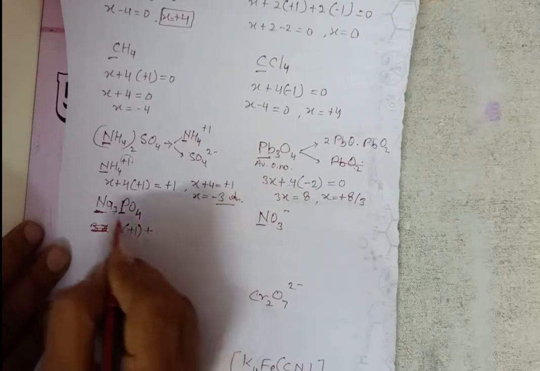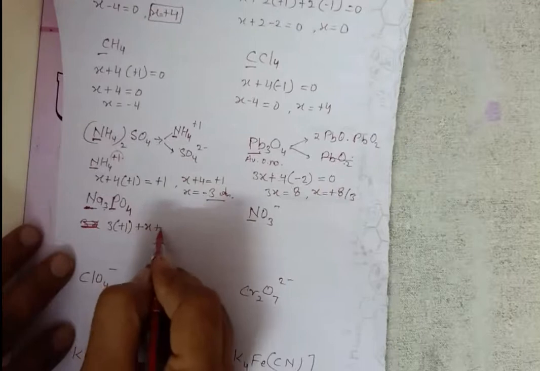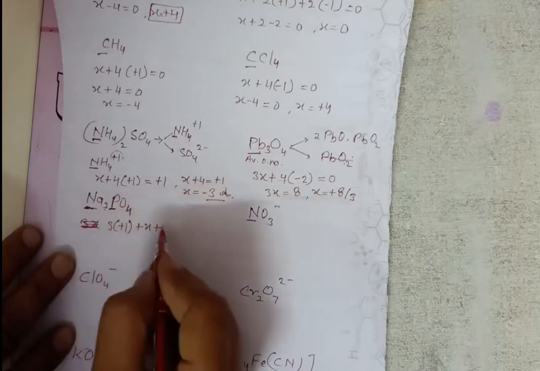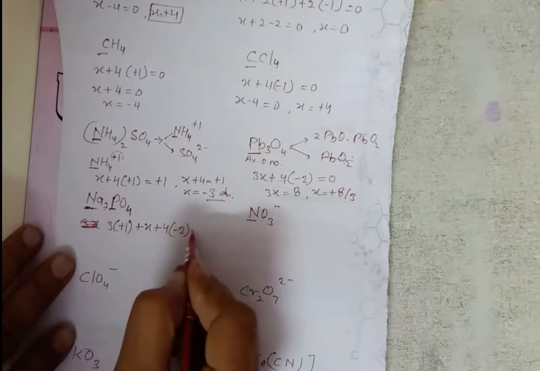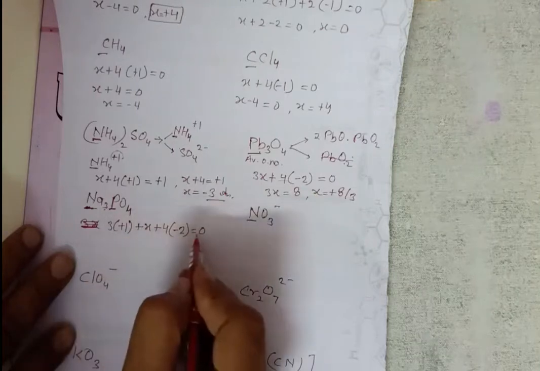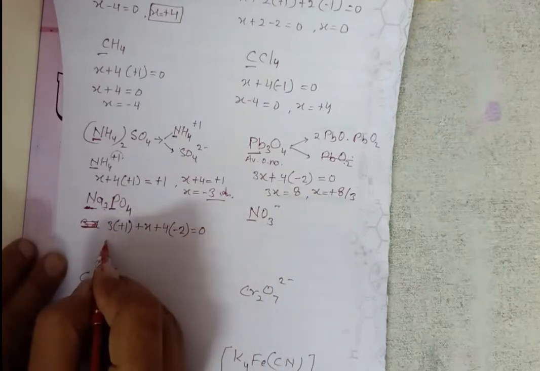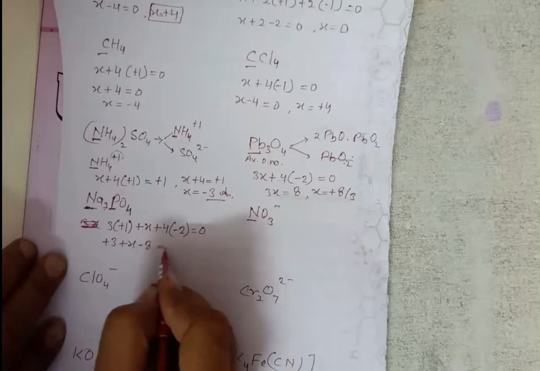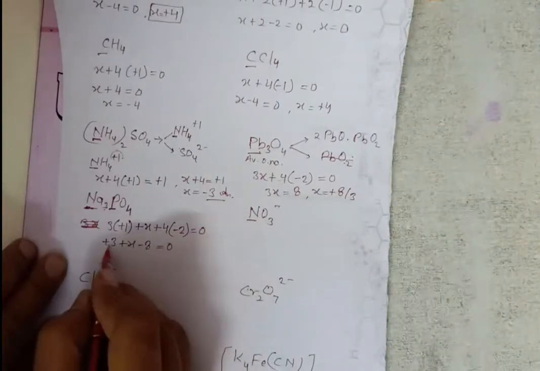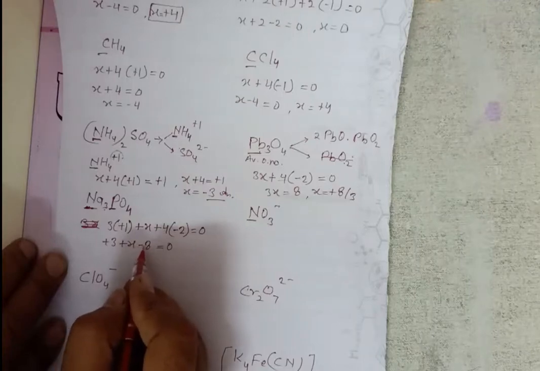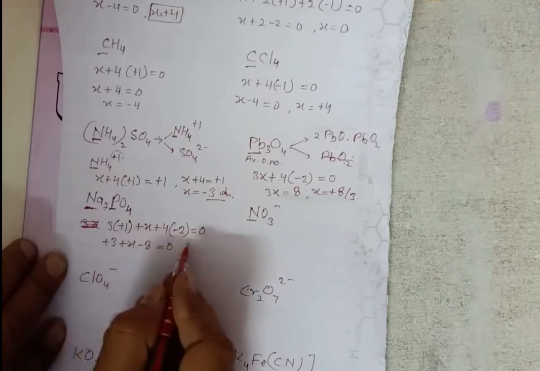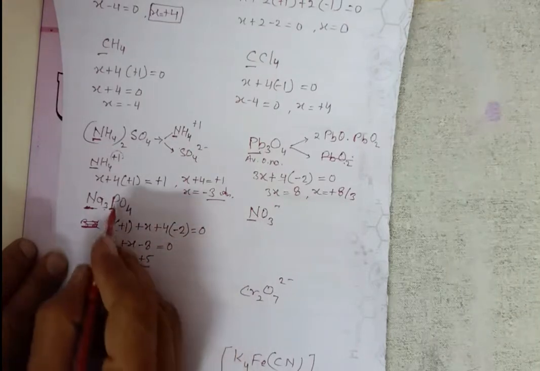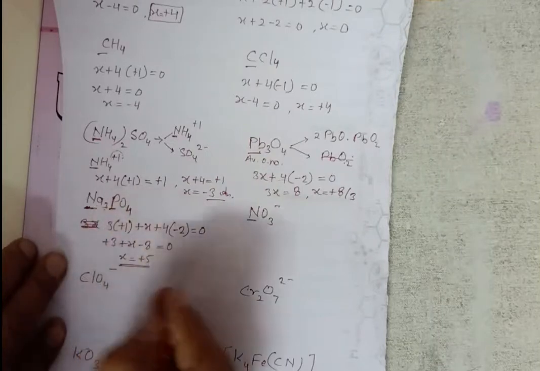Okay, then we write plus. For phosphorus we don't know, then again we write plus. Oxidation number of oxygen we already know, minus 2, but we have to write 4 first, then minus 2. The total of all these oxidation numbers is equal to 0, because this is a molecule. This becomes plus 3 plus x, plus 4 times minus 2 which is minus 8, equal to 0. So plus 3 minus 8 is minus 5. If the minus 5 goes to the other hand side, x will be equal to plus 5. So the oxidation number of phosphorus in sodium phosphate is plus 5.